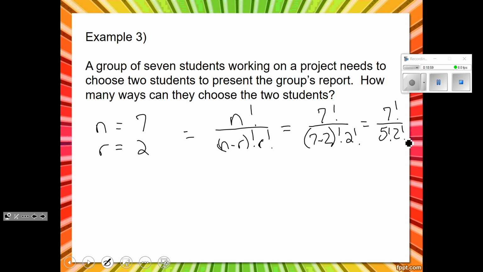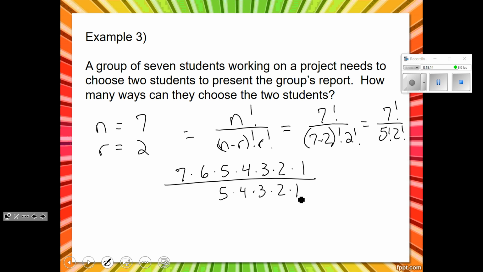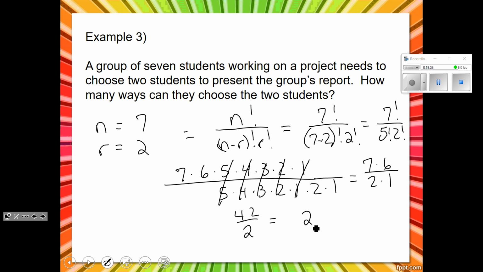So let's talk about what 7 factorial is. 7 times 6 times 5 times 4 times 3 times 2 times 1. How about what's 5 factorial? 5 times 4 times 3 times 2 times 1. And then we're also going to multiply by 2 factorial, which would be 2 times 1. Okay, so tell me, what will cancel? 5, 4, 3, 2, 1. So what will I have left? 7 times 6 divided by 2, so that's really 42 divided by 2, which would be 21.